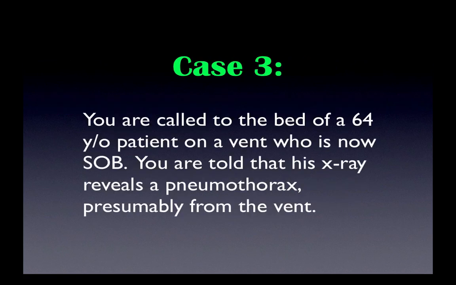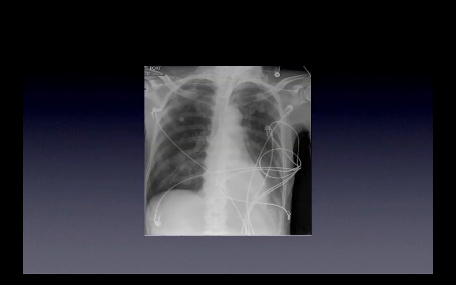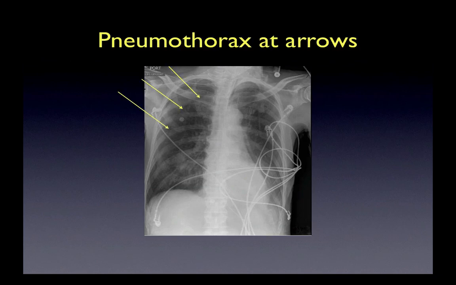Case number 3, you are called to the bed of a 64-year-old on the vent who is now short of breath. You were told by the resident that his x-ray reveals a pneumothorax, which is presumably from the ventilator. Here's the x-ray. If we look at the right, the arrows illustrate what is interpreted as a pneumothorax, a rather large one, certainly consistent with his shortness of breath.